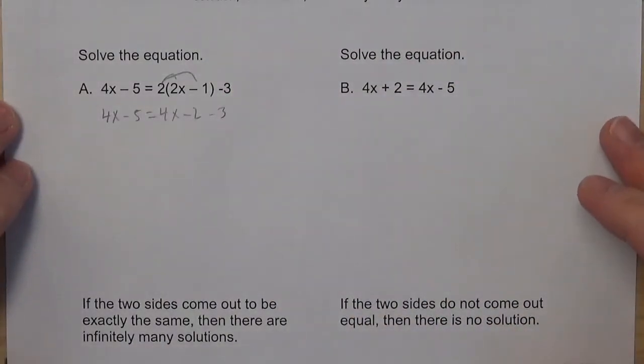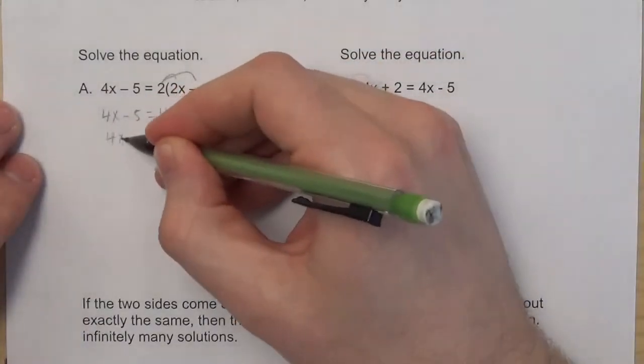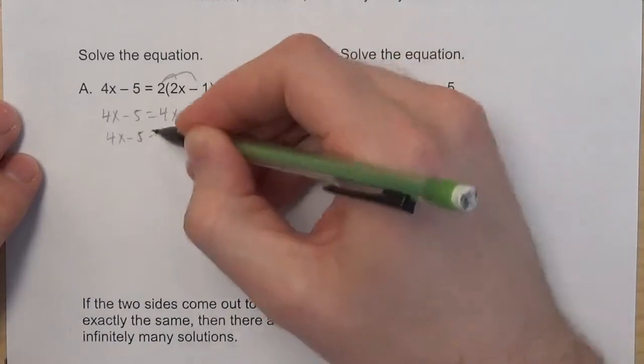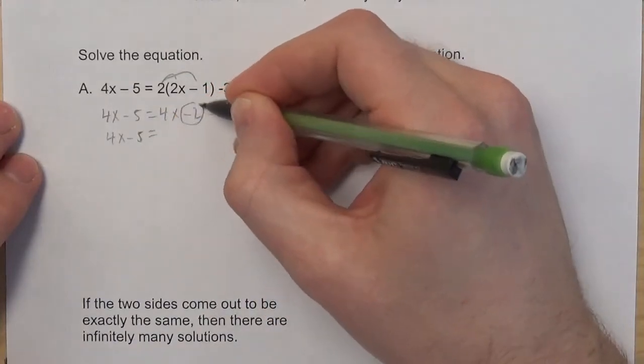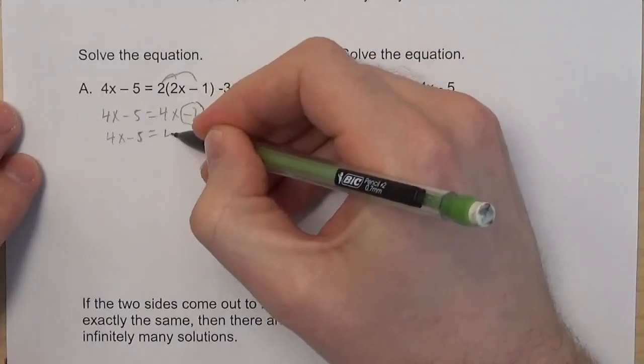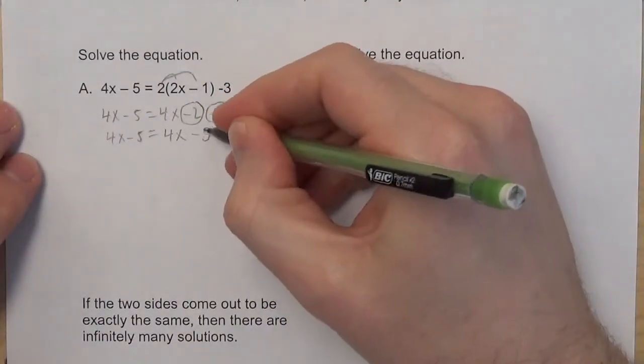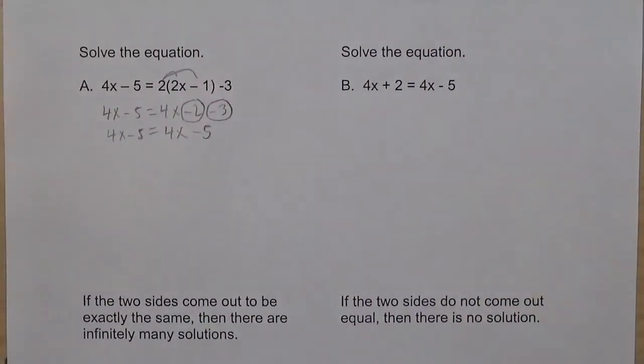The next thing would be to combine like terms on each side. So we have no like terms over here, so just bring that down. But on this side we have negative 2 and negative 3, or negative 2 minus 3 that we could combine. So the 4x can't be combined with those things, but negative 2 minus 3 is negative 5. Now at this point you see that the two sides are exactly the same as each other. 4x minus 5 equals 4x minus 5.